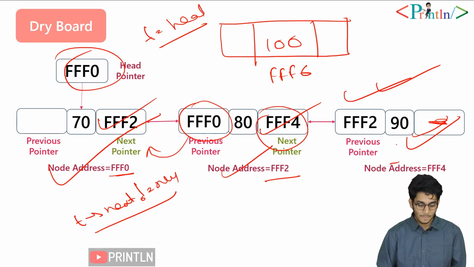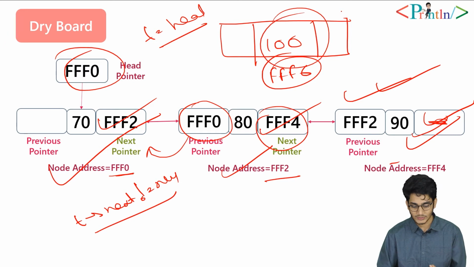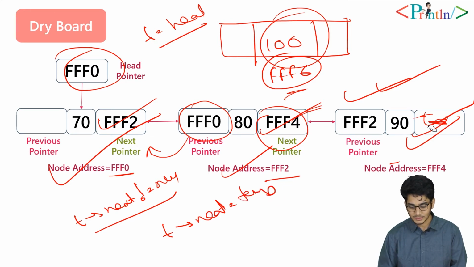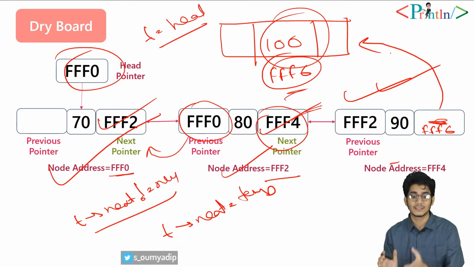So we will assign this value here. We have to assign this node address, that is fff6, here. So we will write t next equals to temp. Whenever we write t next equals to temp, it means here we'll have fff6. So this node will point to this node. This thing is the same as our singly linked list.